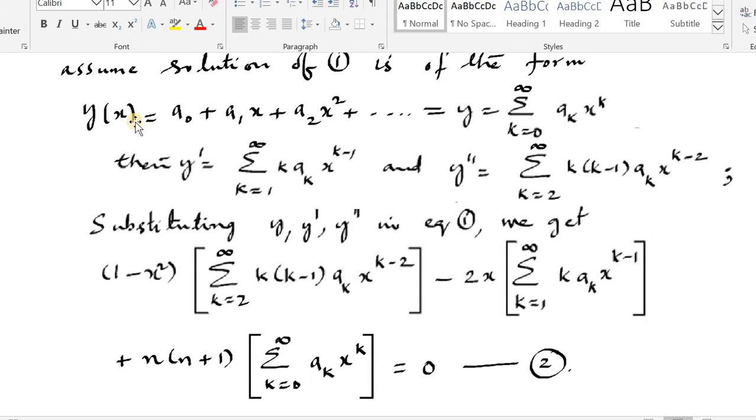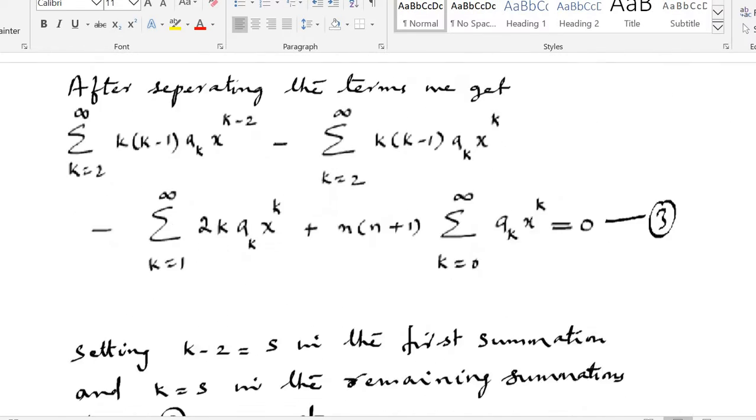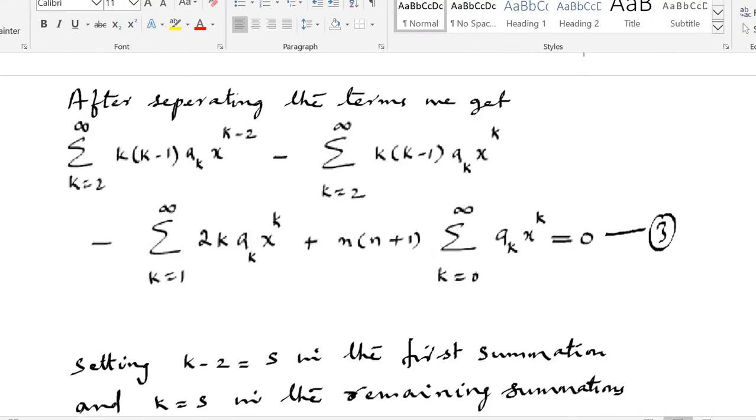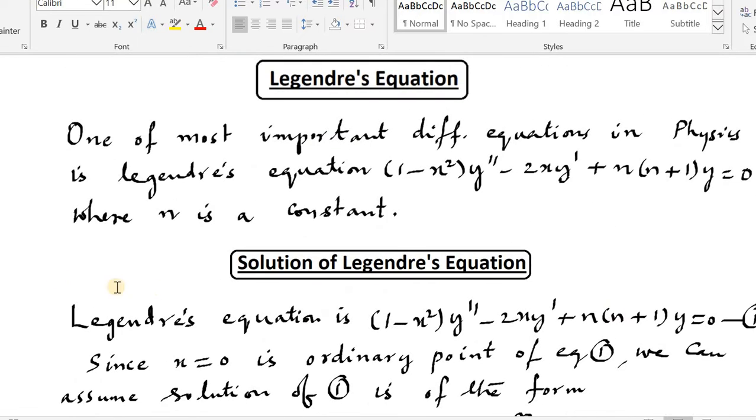we have taken the solution in the form of a0 plus a1x, that is nothing but in short this summation. So y dash and y double dash come. So continuing in this way, okay, better I'll go page up, page down, so that you can take the screenshots if you want.